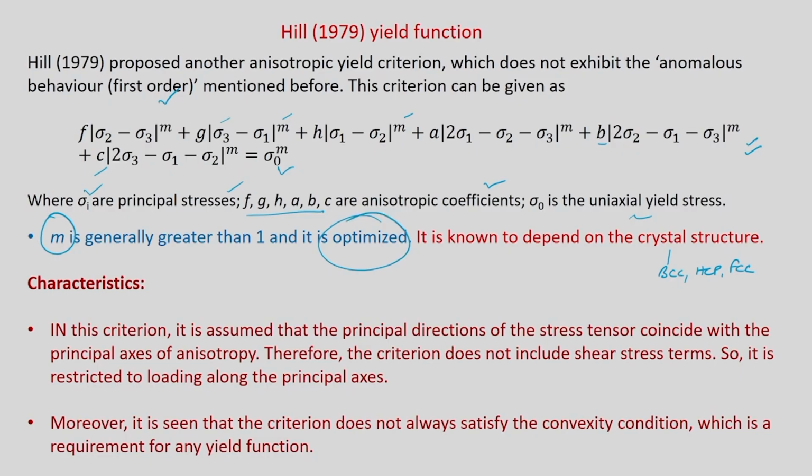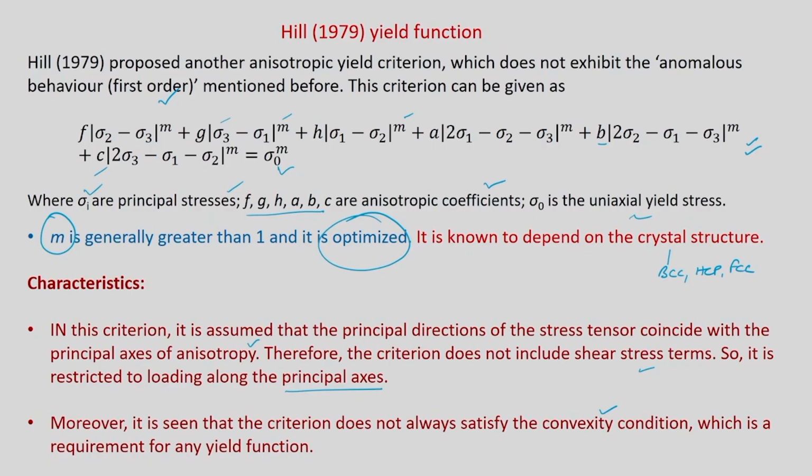What are these characteristics? You can see in this criterion, it is assumed that the principal directions of the stress tensor coincide with the principal directions of anisotropy, which means we have written it in the principal coordinate system only. Therefore, the criterion does not include shear stress terms, which is obvious from this equation. So, it is restricted to loading along the principal axes. This is what I was telling you. Moreover, it is also observed, I have not included any data in this, that the criterion does not always satisfy the convexity condition, which is a requirement for any yield function. So, convexity condition, we remember that convexity and normality we discussed, two important ones.